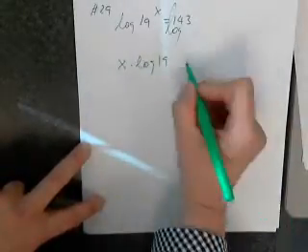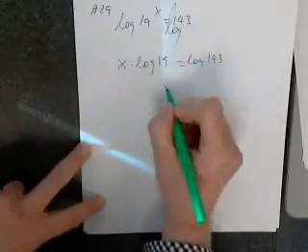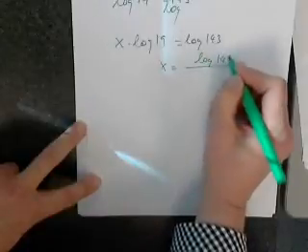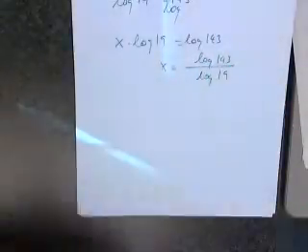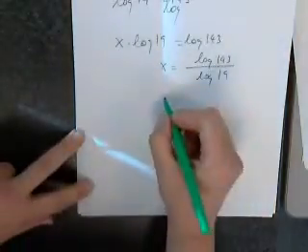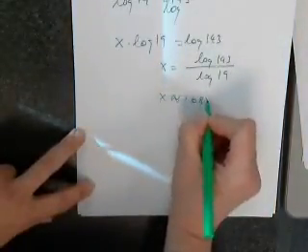So I have x log 19 equals log 143, and now I get x, which is log 143 over log 19. Careful, this is not log of 143 over 19. So the top, log 143, close the parenthesis, and divide by log 19, close the parenthesis, enter. I get 1.685 something something, approximately 1.6855.